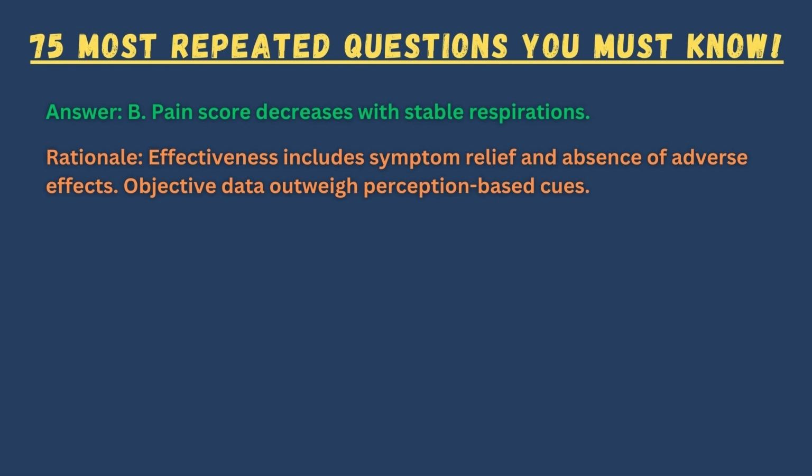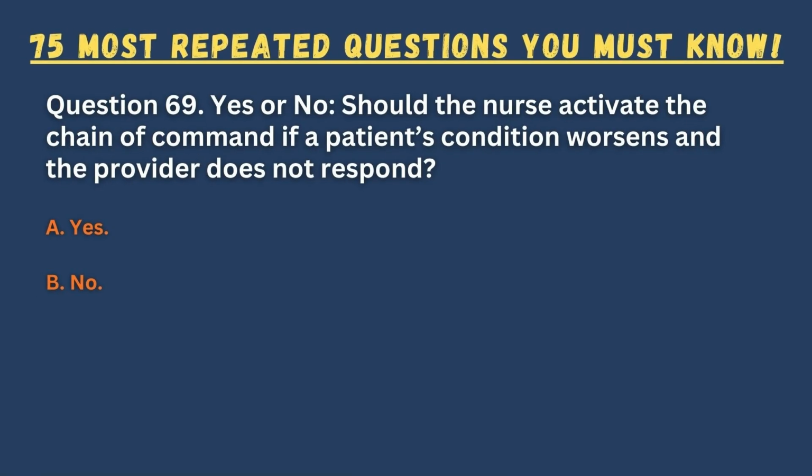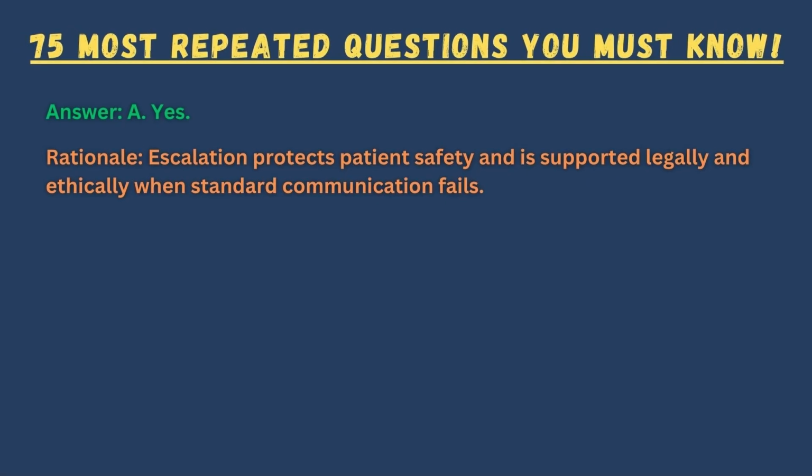Rationale. Effectiveness includes symptom relief and absence of adverse effects. Objective data outweigh perception-based cues. Question 69. Yes or no? Should the nurse activate the chain of command if a patient's condition worsens and the provider does not respond? A. Yes. B. No. Answer. A. Yes. Rationale. Escalation protects patient safety and is supported legally and ethically when standard communication fails.